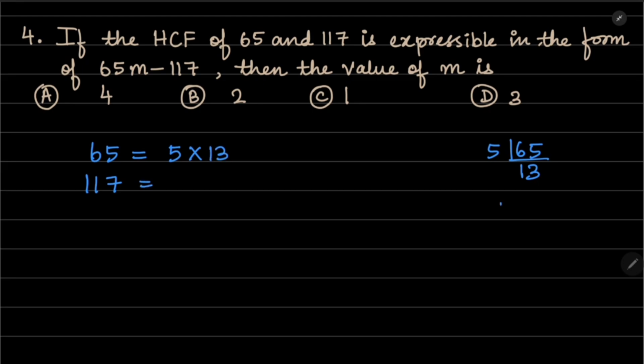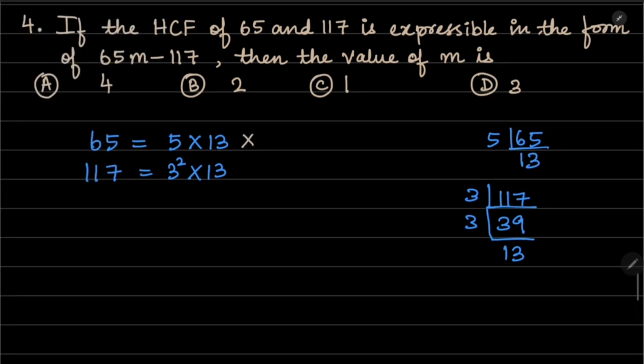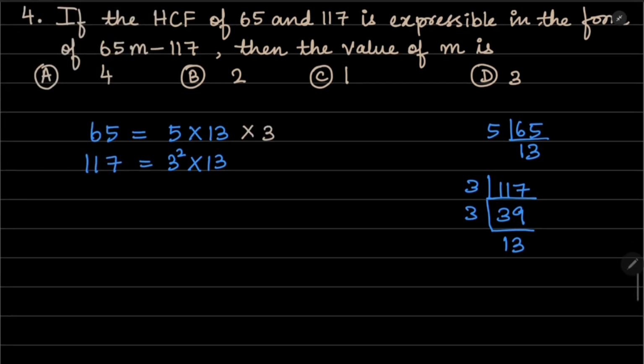Again 117. Let's do the prime factorization. So 3 threes are 9, 3 nines are 27. Okay. So again 3, 13. So this is nothing but 3 square multiplied by 13. Right. So I'll make sure the factors are common. So I'll add a 3 raised to the power 0 here and 5 raised to the power 0 here.